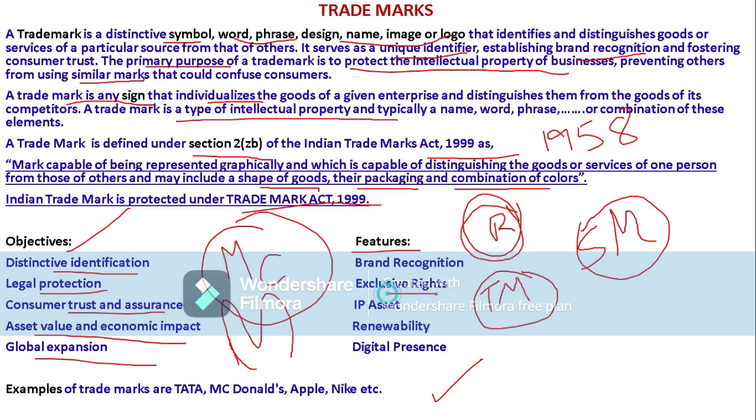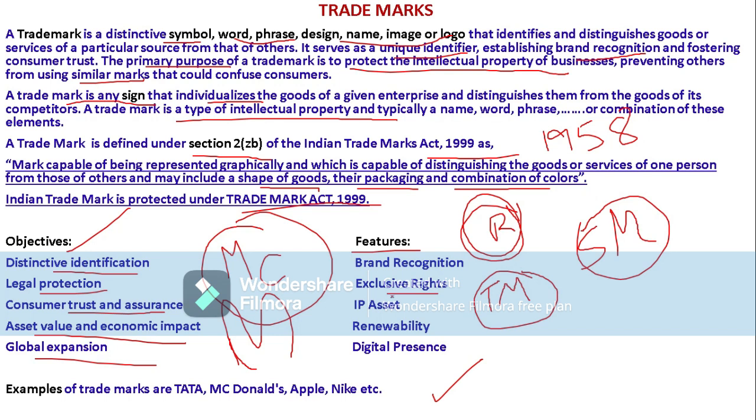And if we see exclusive rights, trademarks give exclusive rights to the owner of those goods and services. Trademark registration grants exclusive rights to the owner. If the trademark is registered, then that registration grants exclusive rights to the owner, preventing others from using identical or confusingly similar marks for similar goods or services. So this exclusivity safeguards the brand's identity and market position.